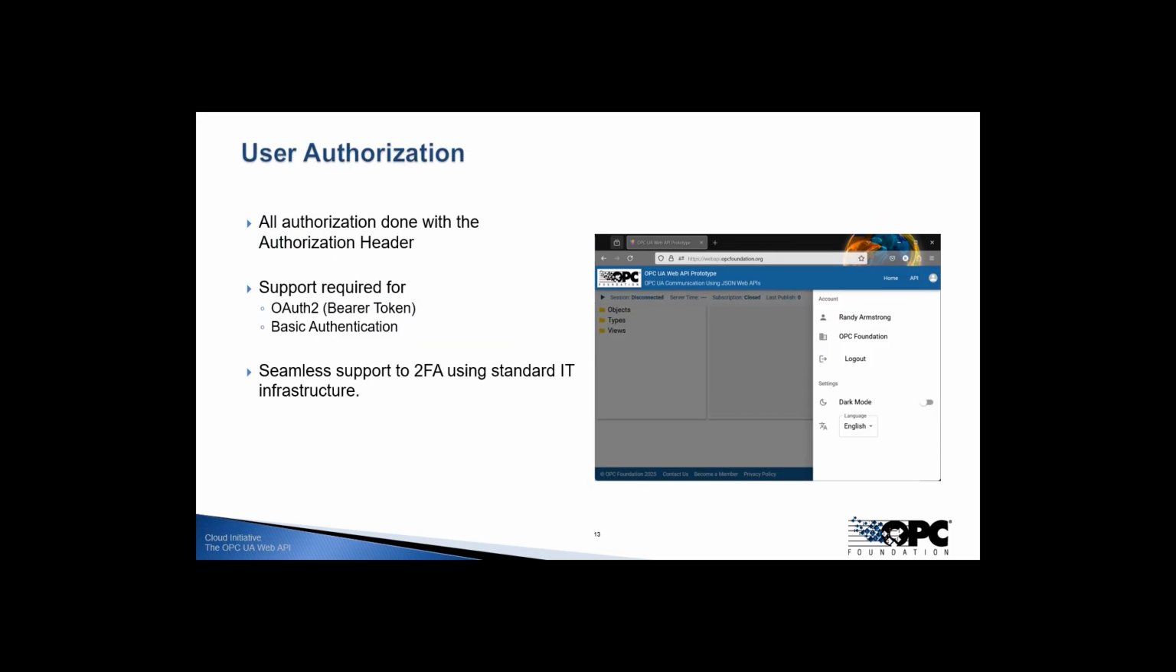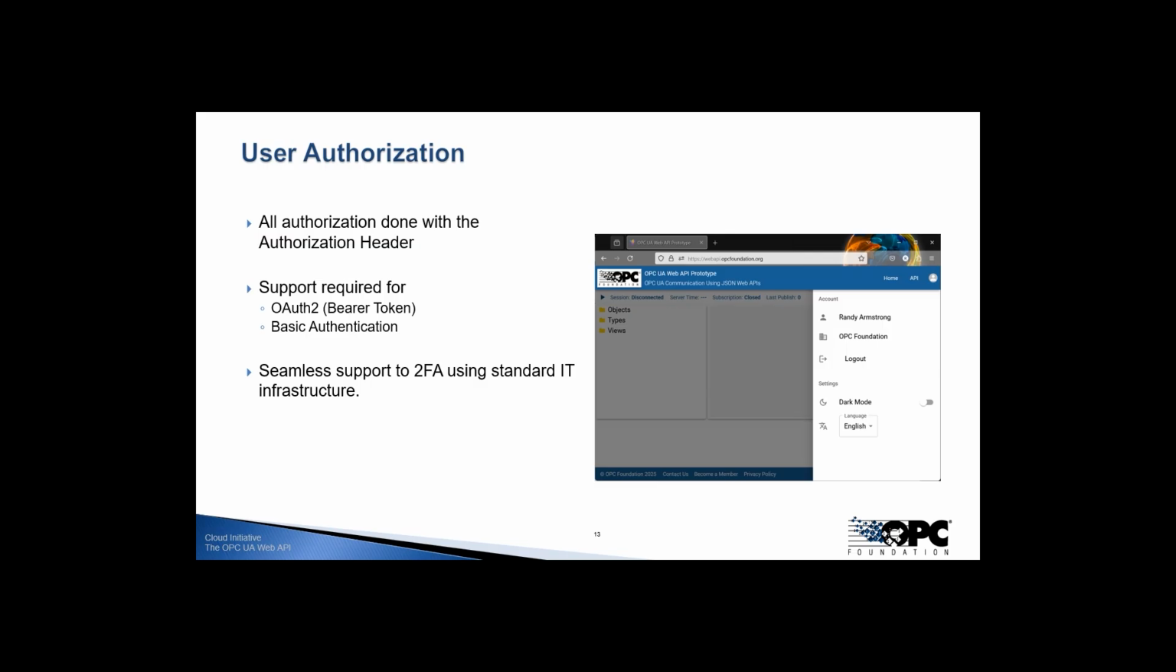Now, one of the things that you'll need to do whenever you're communicating with any server is authorize a user. And so all authorization with the Web API is done using the standard conventions that are used in the IT world. And that's the authorization header on the HTTP request. We require support for OAuth 2, which is basically a bearer token, and basic authentication, which is username and password, which is generally not recommended, but it's a useful fallback when you don't have all of the OAuth 2 infrastructure set up.